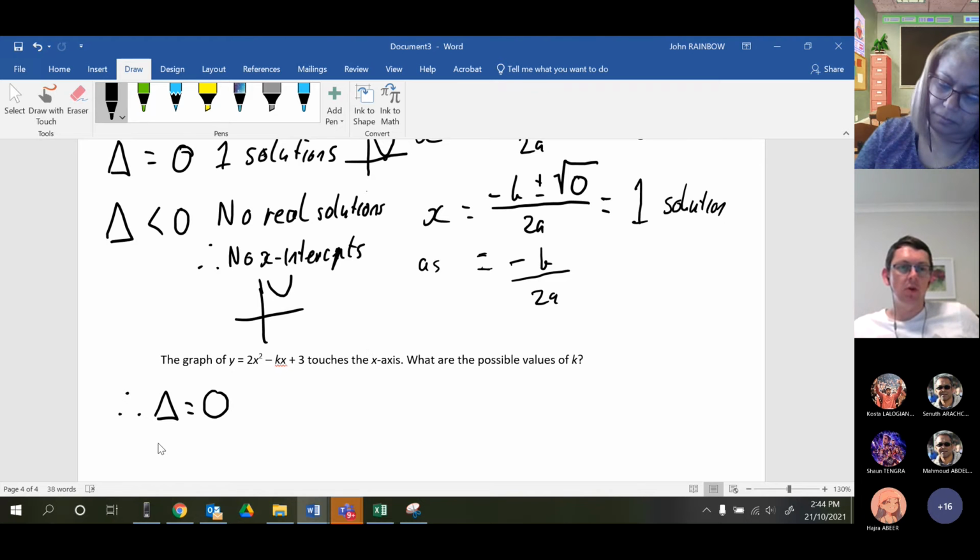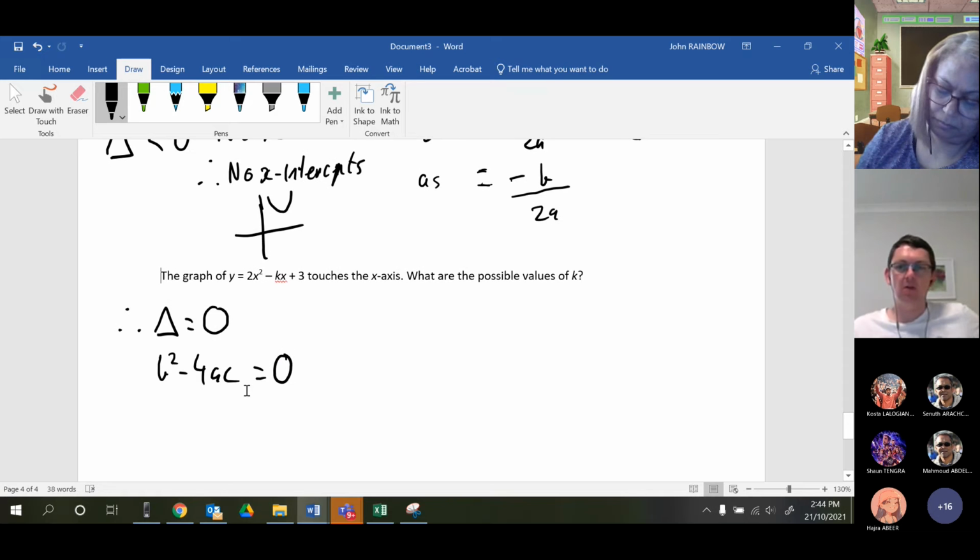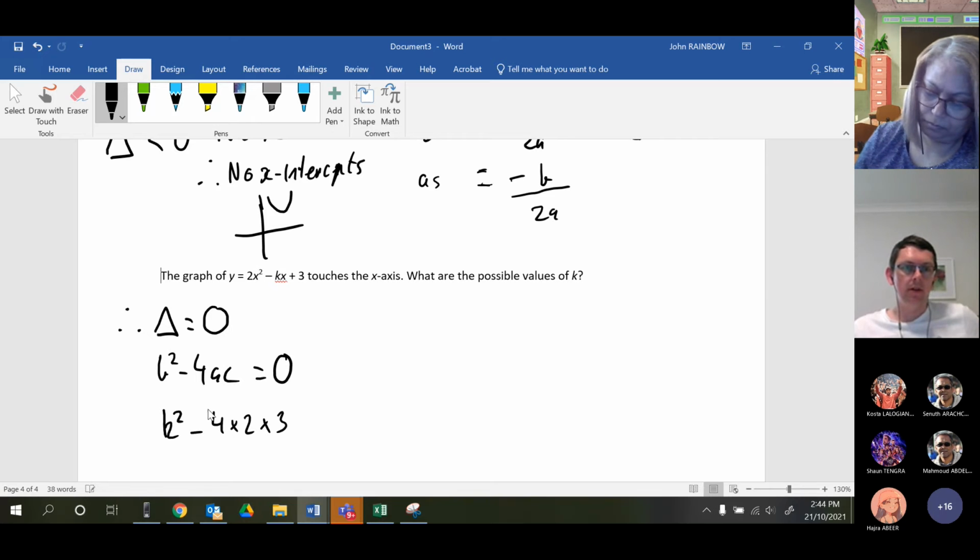So what is my discriminant? Well, my discriminant is b squared minus 4ac must equal 0. Now, this is, as said, going a bit further. I'm just going to run through this and then we're going to go back to something a bit easier. What is b squared? Well, b in this form is actually k. So that's going to be k squared minus 4 times 2 times 3 has to equal 0. So that is k squared minus 8 times 3, 8, 16, 24 equals 0.